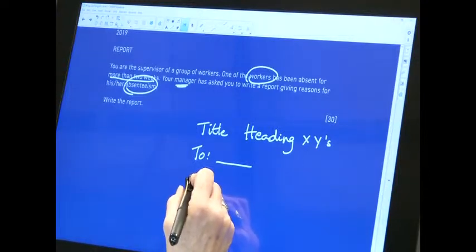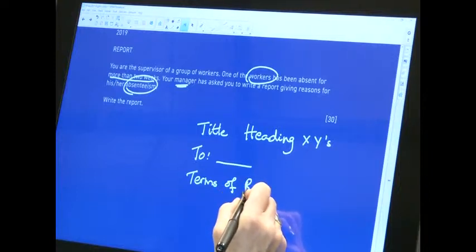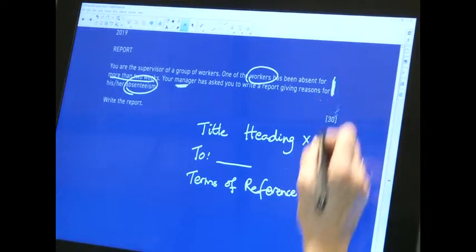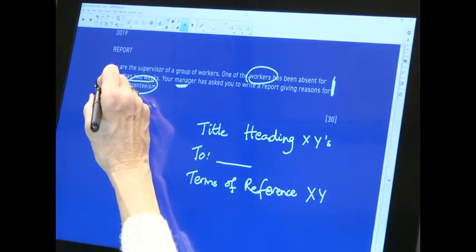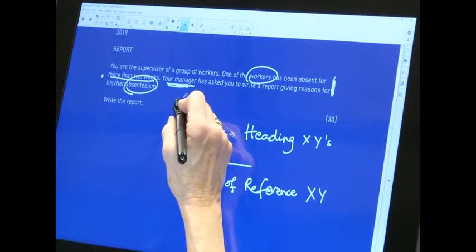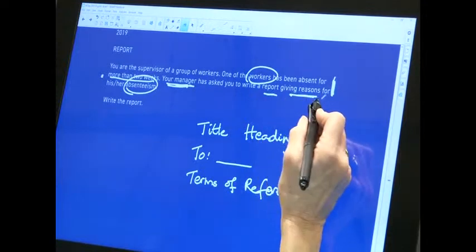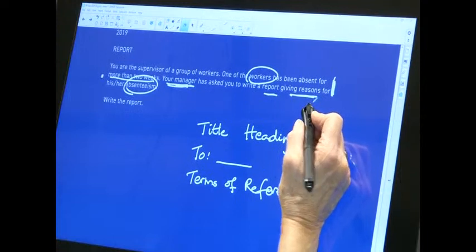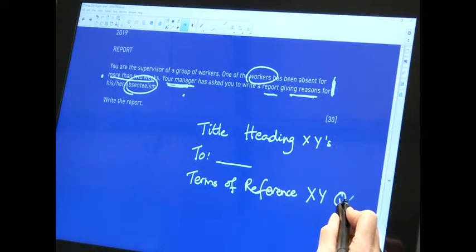Fine. Then we said the terms of reference. If you want to, you could put this in. What would I use for the terms of reference? I would take it from this. I would say XY has been absent for more than 2 weeks. I take this little bit. Ms., whoever this is, asked for a report giving the reasons. I wouldn't say me because this is a report and I don't want to use first person. But I could use some of the question here. So check: can a little bit of the question on the question paper be used? That's my terms of reference.